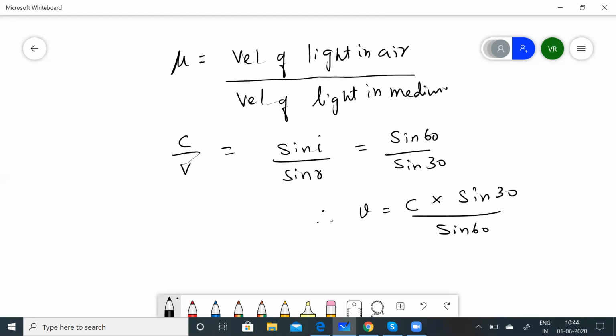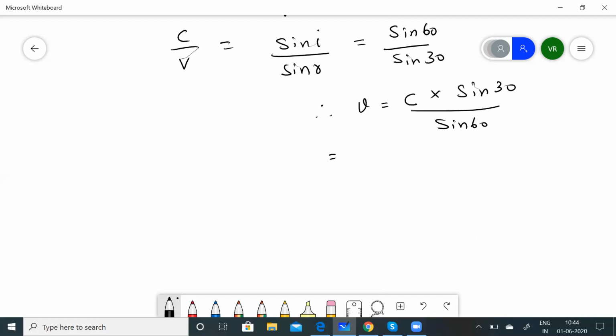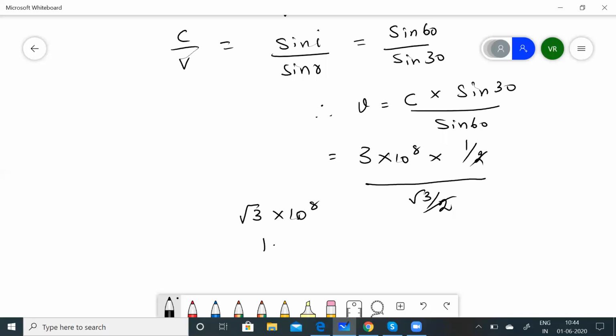Now, having known all the values, we can substitute. So that would give you 3 into 10 to the power of 8, which is the velocity of light, into sin 30, which is half, and sin 60, which is root 3 by 2. Simplify that. You can see that half and half get cancelled. Then 3 by root 3: we can split 3 as root 3 times root 3, so you'll be left only with root 3 into 10 to the power of 8. The value of root 3 is 1.73, so it is 1.73 into 10 to the power of 8 meters.